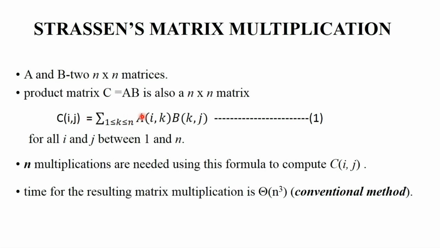We know how the normal multiplication takes place. The element from the matrix A on the ith row, kth column, into the element in the matrix B on the kth row and jth column. If we add these products, we get an element of the matrix C. So in this method we require n multiplications to compute each element of the product matrix C. So the time for the resulting matrix multiplication is theta of n cubed.